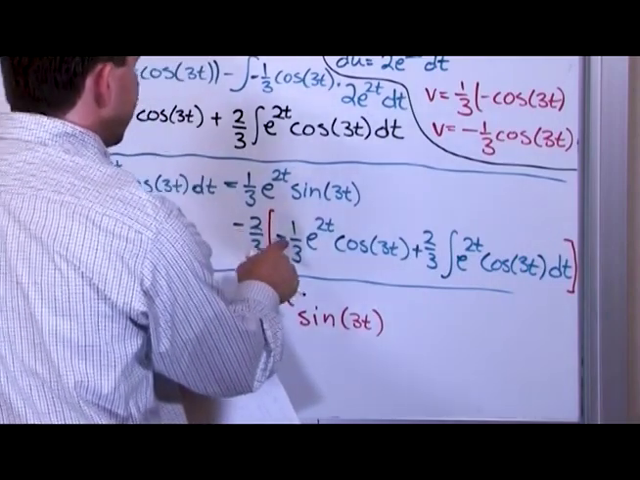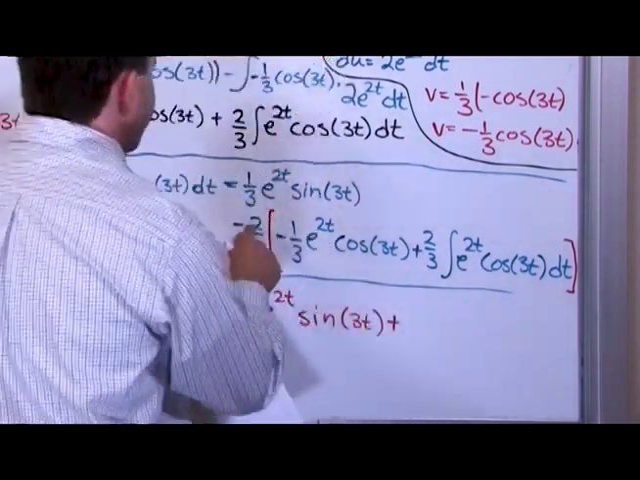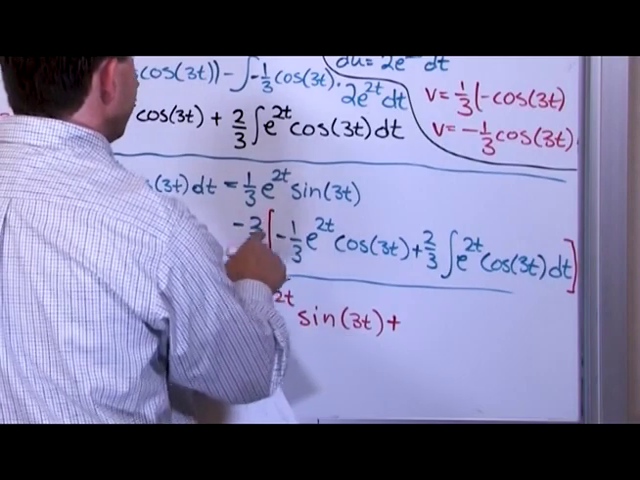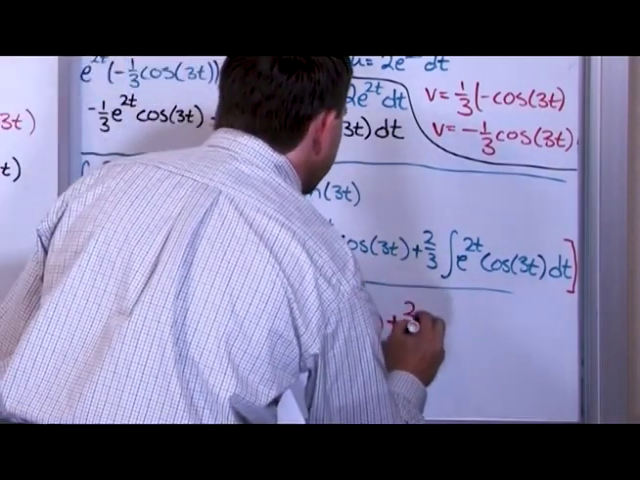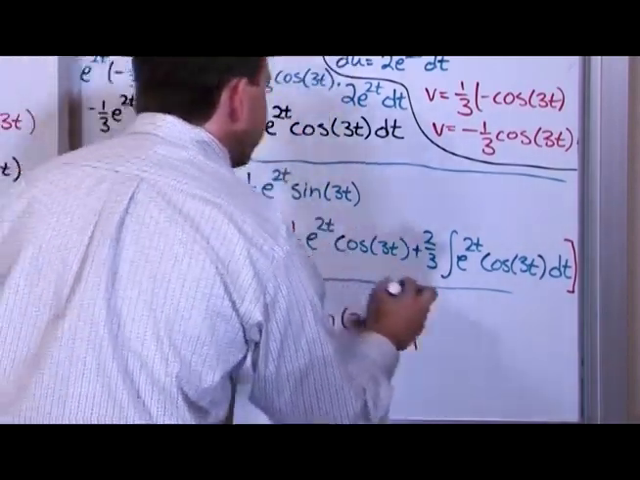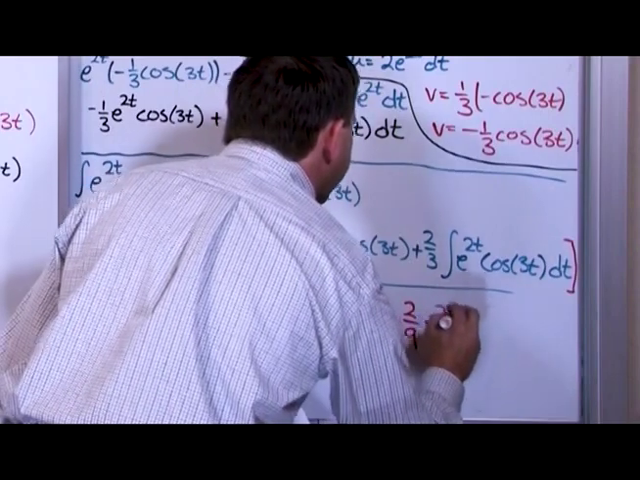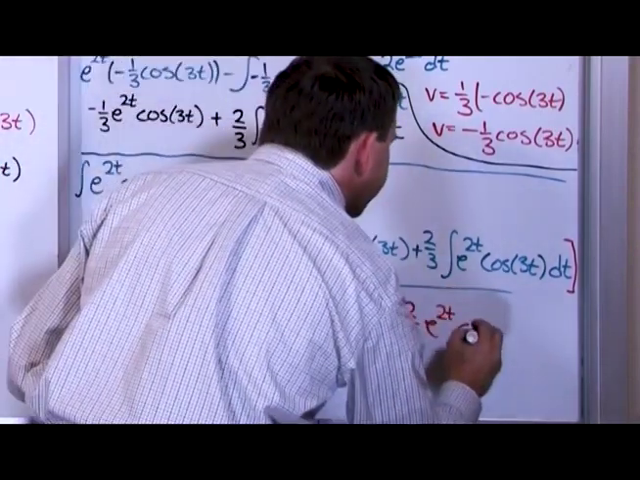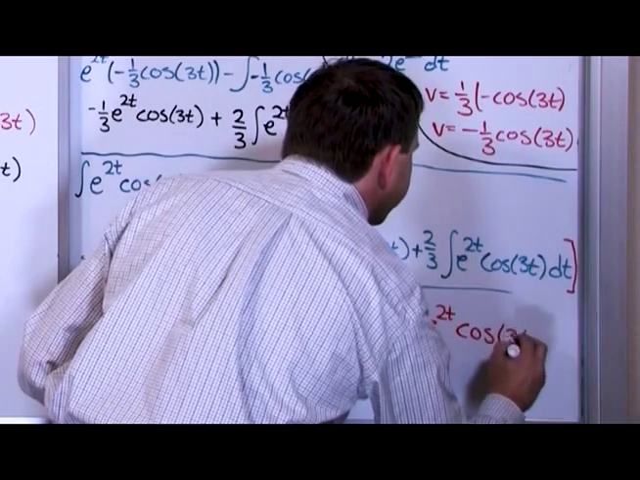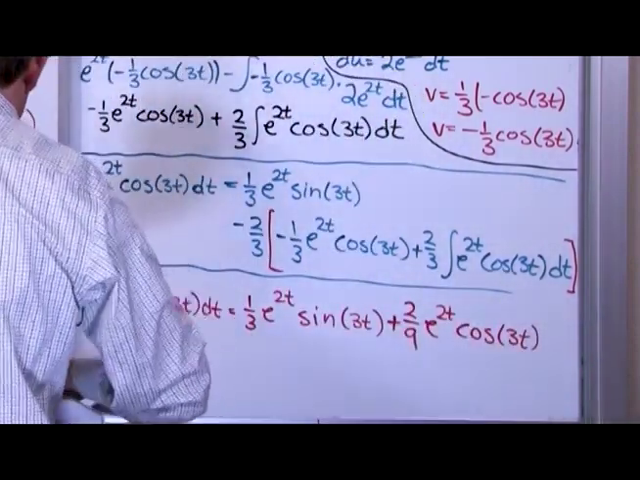And now what I'm going to do is distribute this 2/3 in for this first term. So I've got negative times negative gives me positive. 2/3 times 1/3 gives me 2/9. So I have 2/9 e to the 2t cosine 3t. Okay, cosine 3t. I'm not done yet.